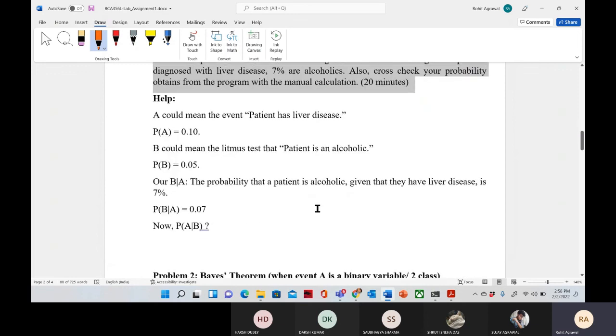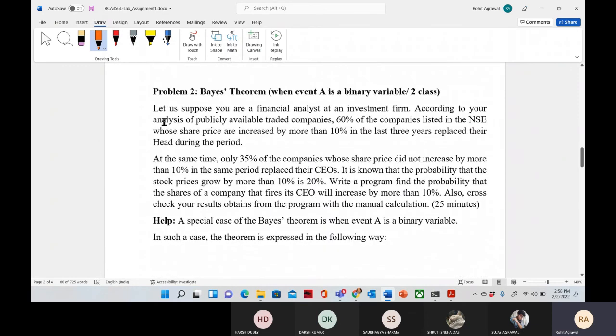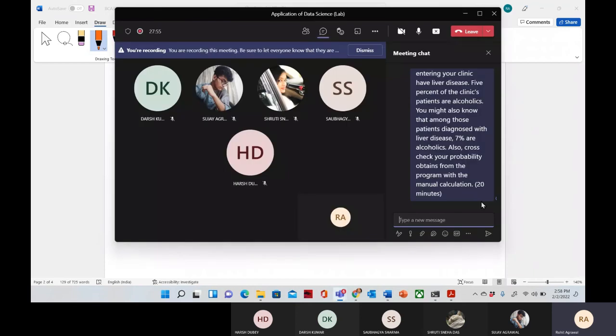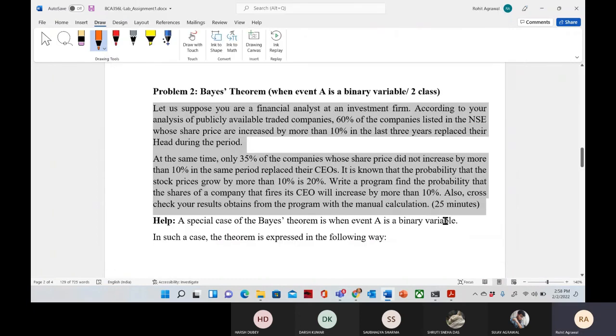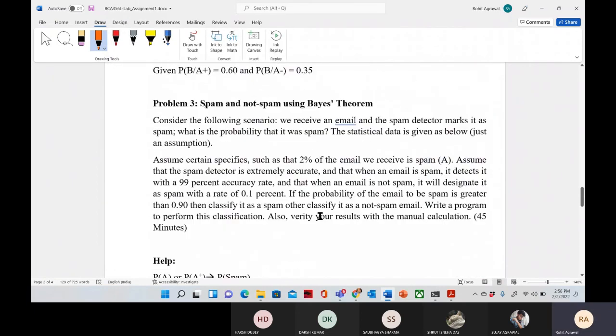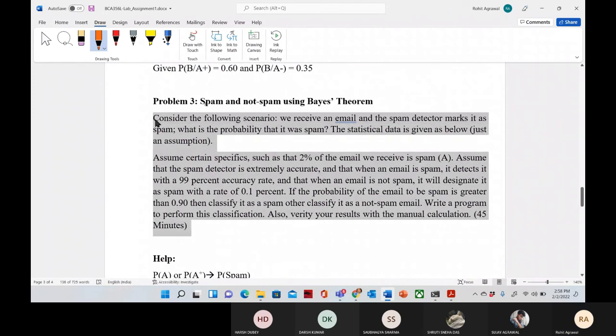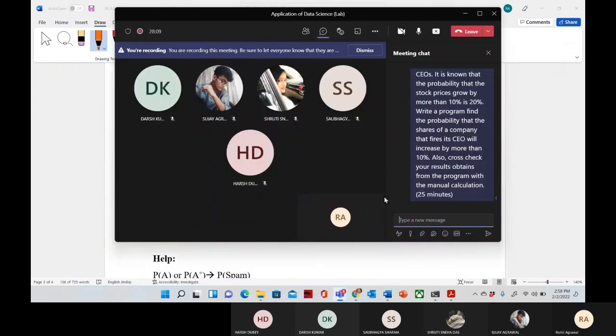Then we have the second assignment that is based on the distribution. We will create our own distribution and we will use the Python library as well for plotting the distributions. The second question, and this will be the third one. Okay, so I have uploaded the questions. You can start.